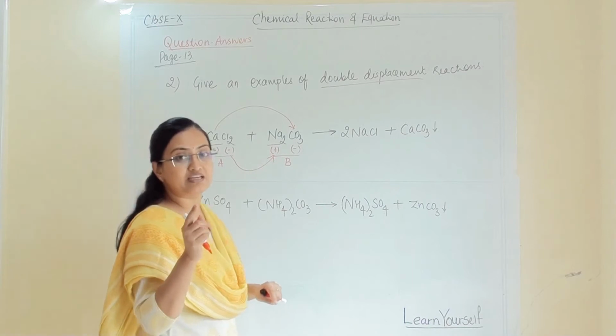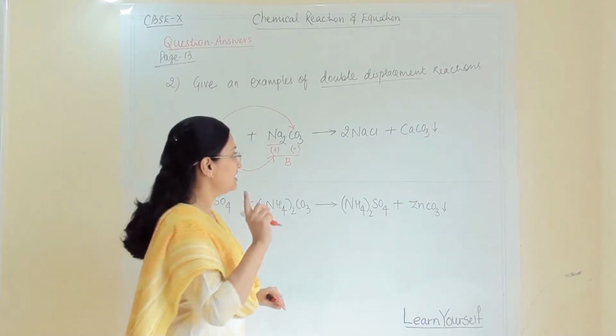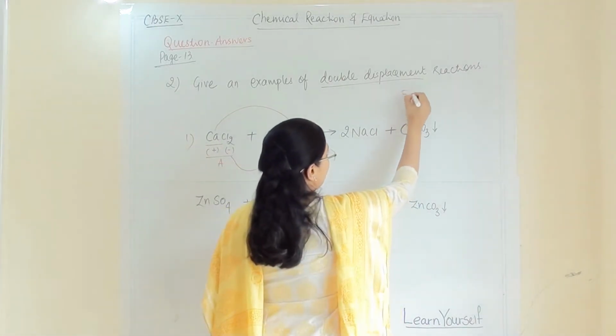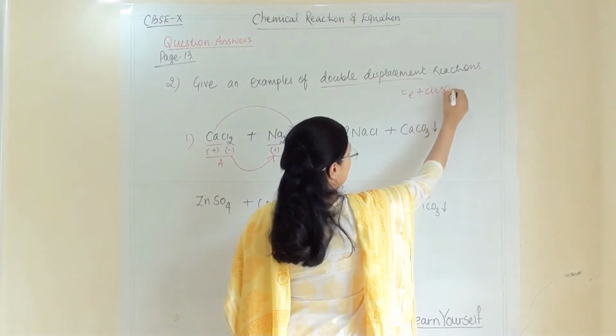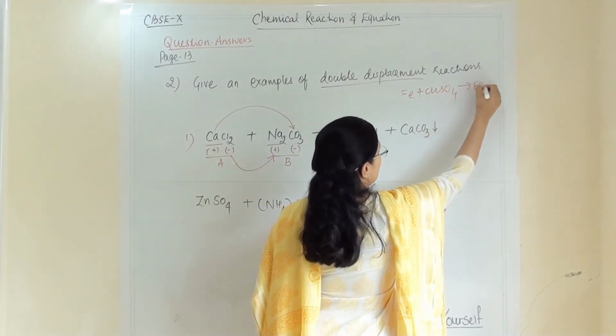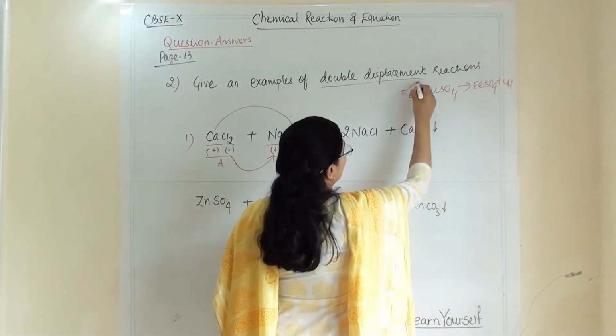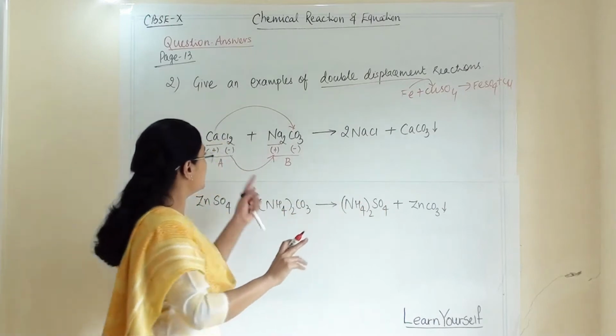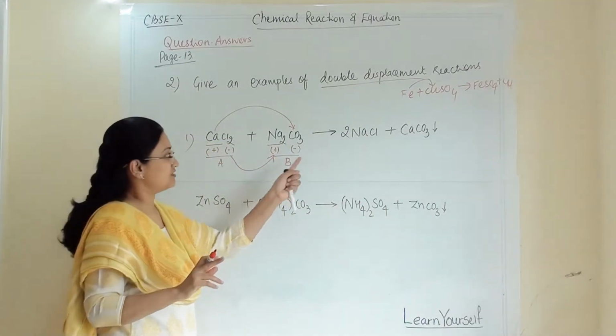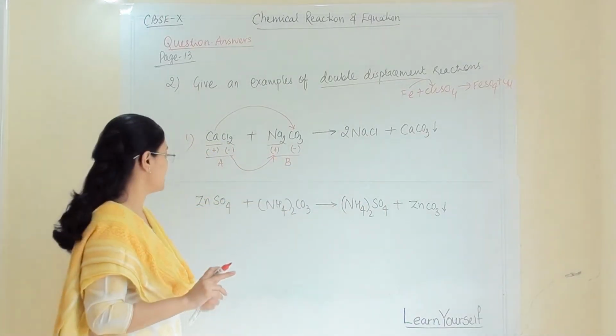What is happening in single displacement? In displacement reaction, Fe plus CuSO4 will give us FeSO4 plus Cu. Only one displacement will happen. Here we can see two displacement. So this is double displacement reaction.